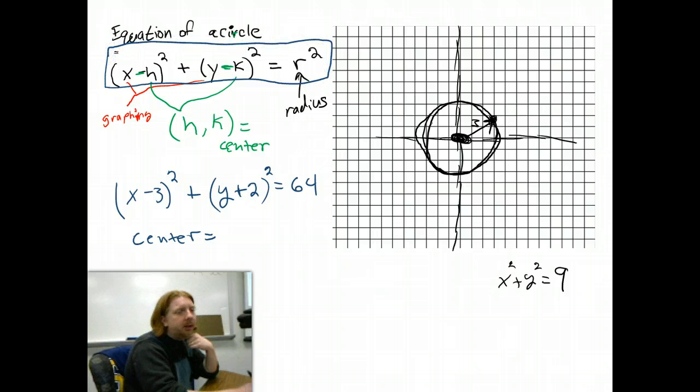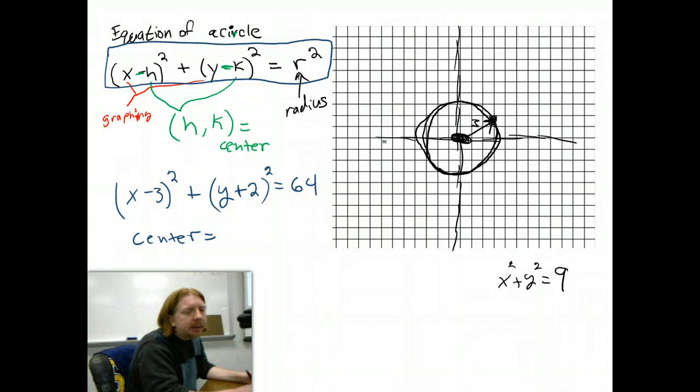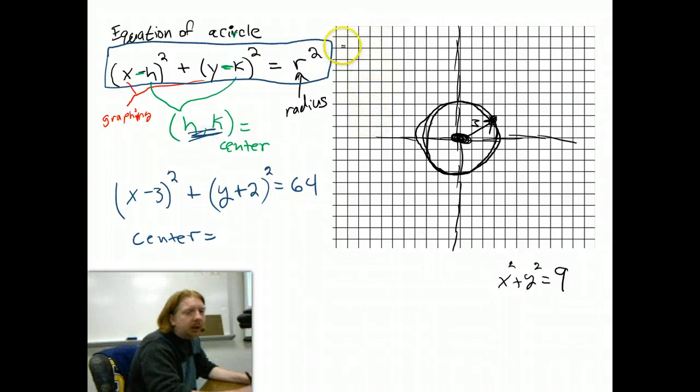The x and the y are just there because I have to have an x and a y to draw a graph. And the equation has to have an x and a y so that I have an input and an output. The h and the k, the numbers that I'm subtracting, so h right here, k right there, those are the center. Those tell me where the center of the circle is located. And then whatever it equals is the radius squared.